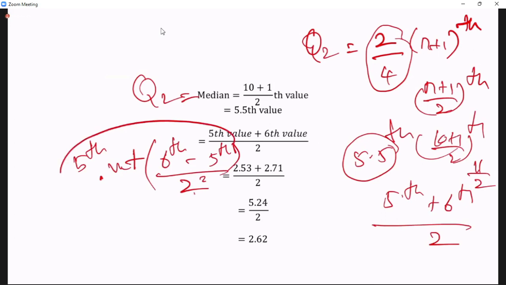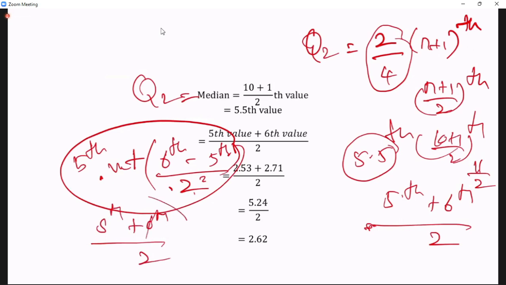If you simplify this, you will get finally this again, right? 2 times fifth value plus sixth value minus fifth value. Therefore, finally you will get (fifth value plus sixth value) divided by 2. Therefore, if you get 5.5 as the place, you should get the average value of the fifth and sixth term. Okay, right.